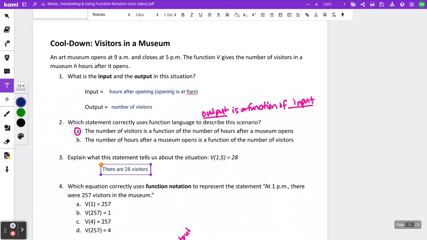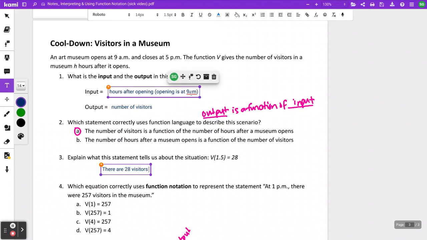That 1.5, though, is a little more difficult. That's not talking about like 1 p.m. or 1:05 p.m. Remember, your input is the hours after opening. So this means 1.5 hours after the museum opens.